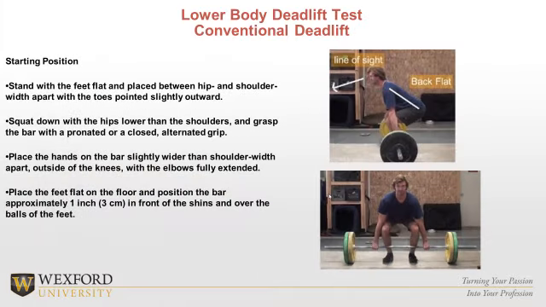Now in the deadlift, we're going to look at the starting position. Stand with the feet flat and placed about between hip and shoulder width with the toes pointed slightly outward. You squat down with the hips lower than the shoulders and grasp the bar with a pronated or closed alternating grip. Place the hands on the bar slightly wider than the shoulder width or just outside the knees with the elbows fully extended. Place the feet flat on the floor and position the bar approximately 1 inch in front of the shins and over the balls of the feet.